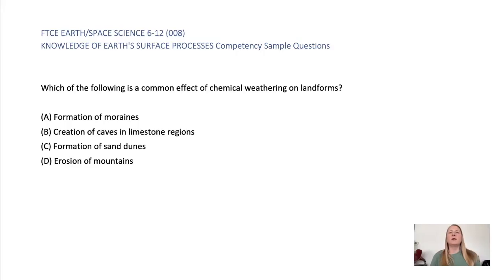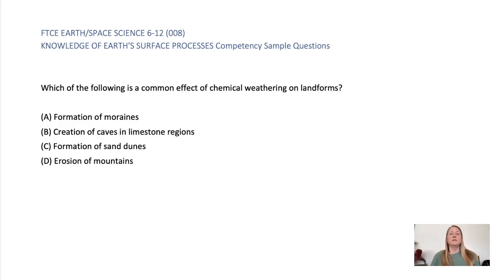Which of the following is a common effect of chemical weathering on landforms? A. Formation of moraines. B. Creation of caves in limestone regions. C. Formation of sand dunes. Or D. Erosion of mountains. Let's do the process of elimination.